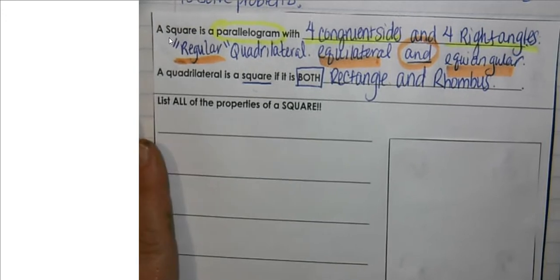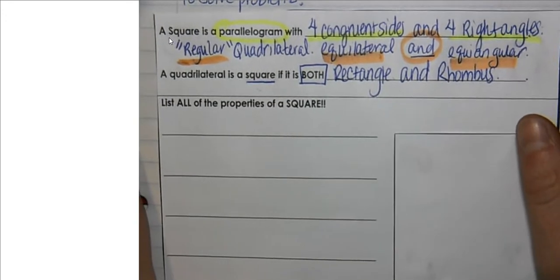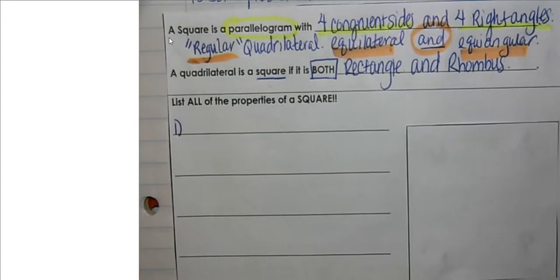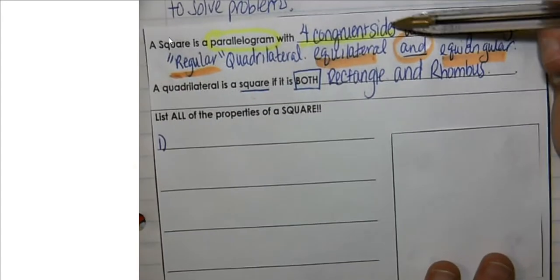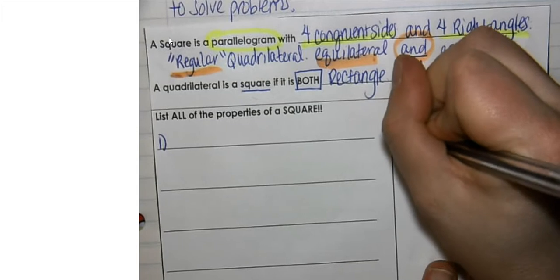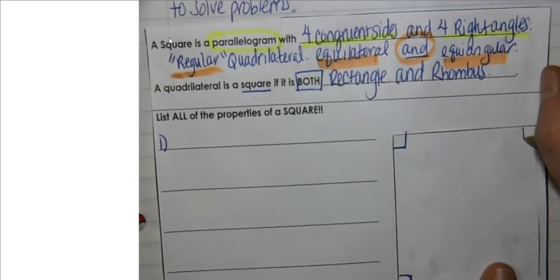So what we're going to do is we're going to list all of the properties of a square, starting with parallelogram. So the first thing that we know about a square, before maybe I write everything down, is that it has 4 congruent sides and 4 congruent angles. So let's go ahead and mark that up because this is a square that we are talking about.